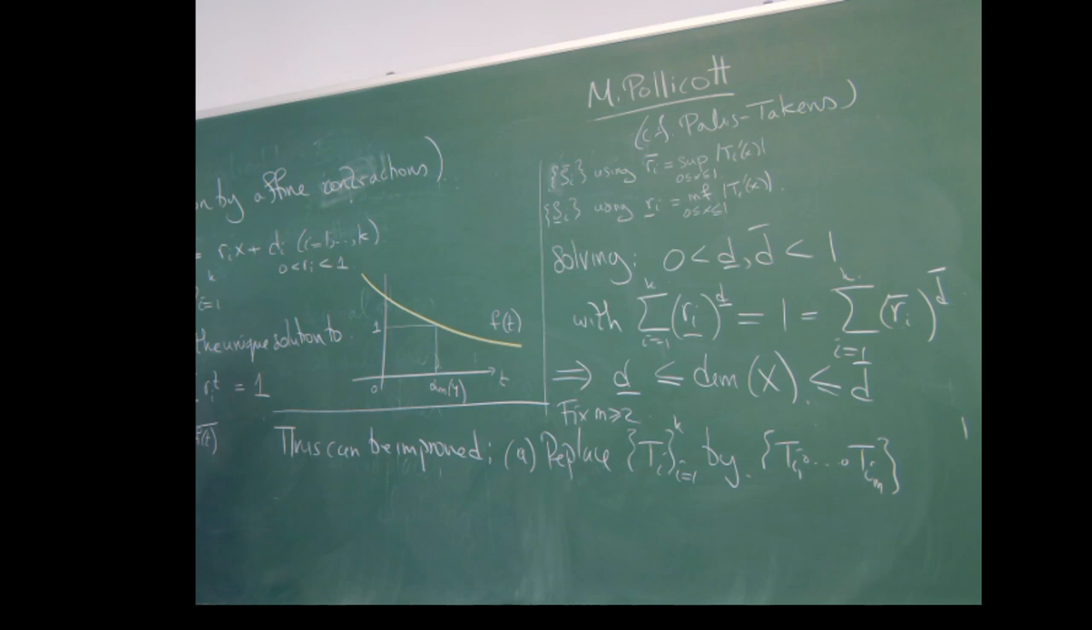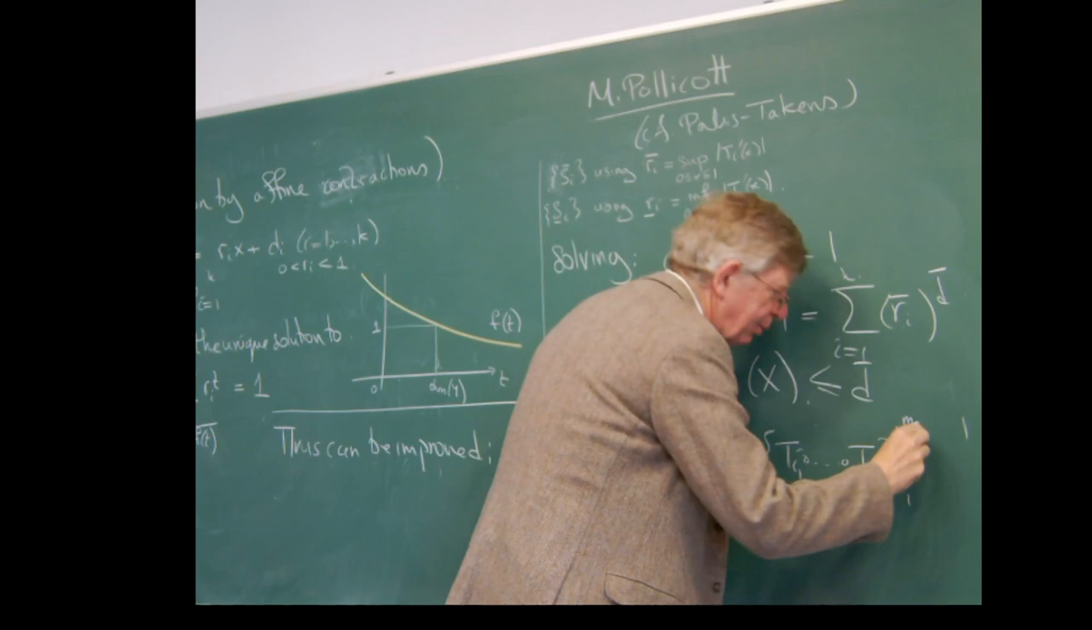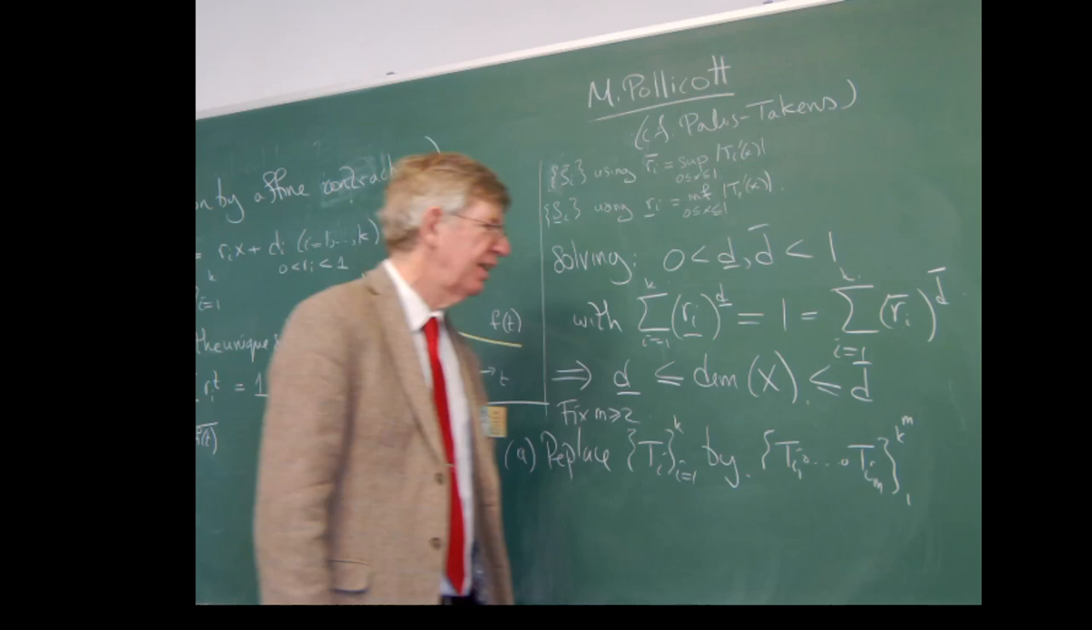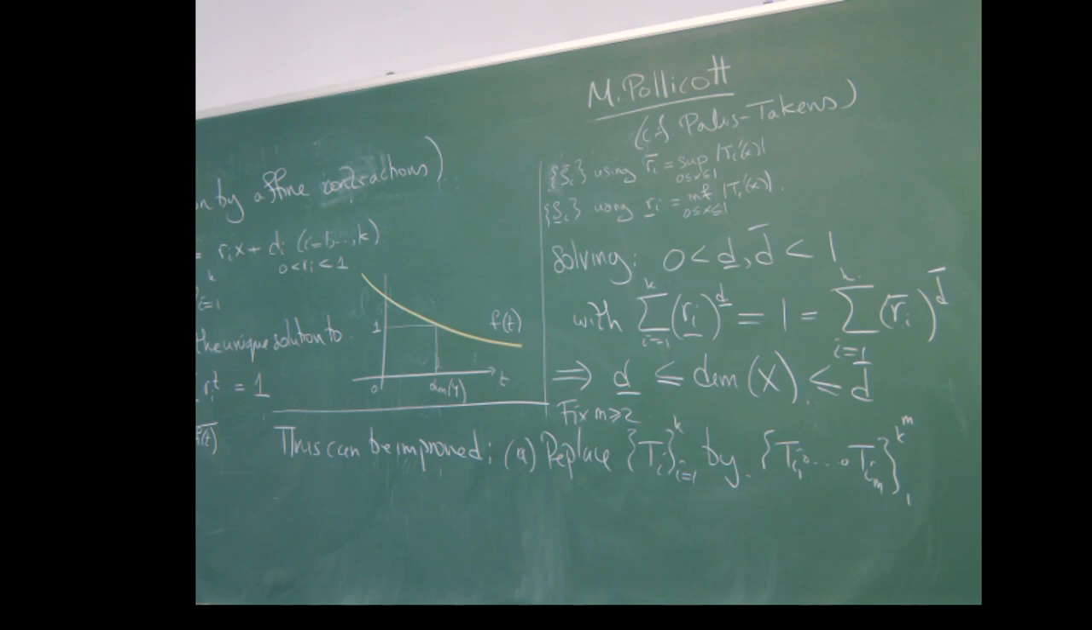So before I had K maps, now I'm going to have K to the m maps. And lo and behold, this is again a family which forms an iterated function scheme on the unit interval, and it has the same limit set, attractor. And when you try to apply this method up here, you're in better shape because there are more branches. And in particular, you can get these values d bar and d closer together.